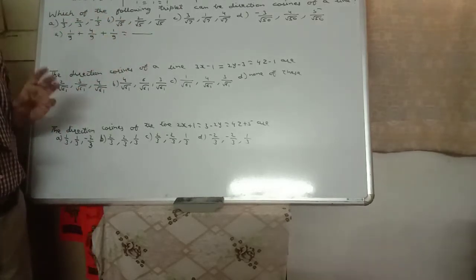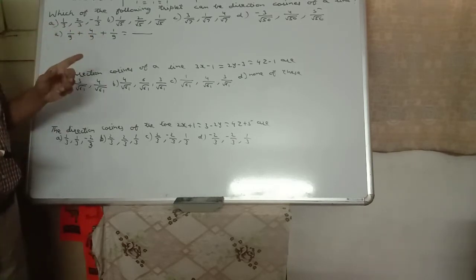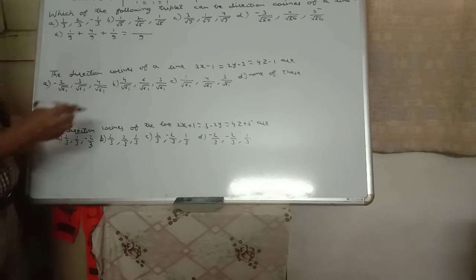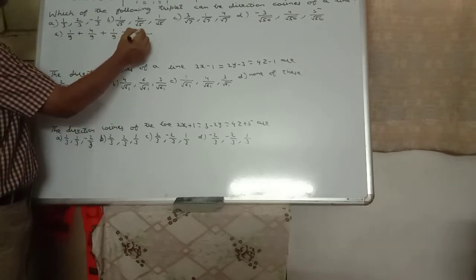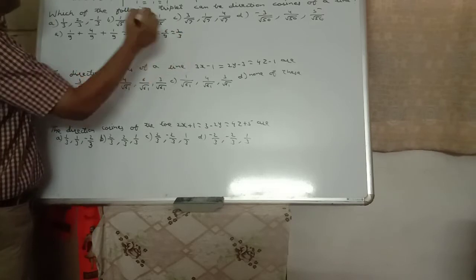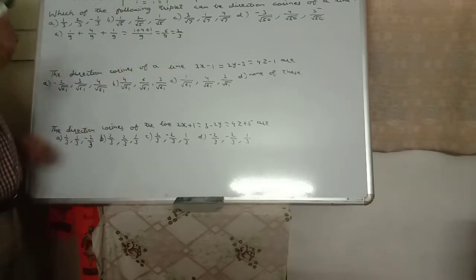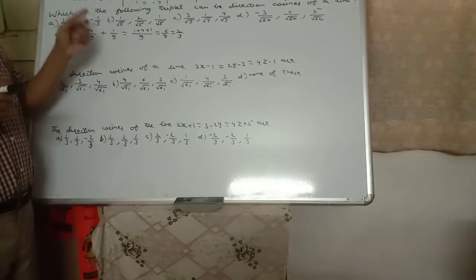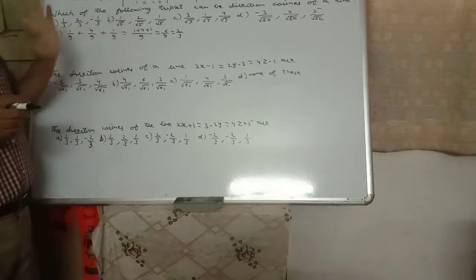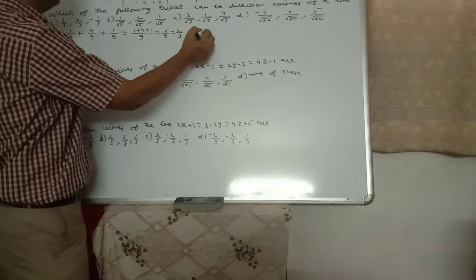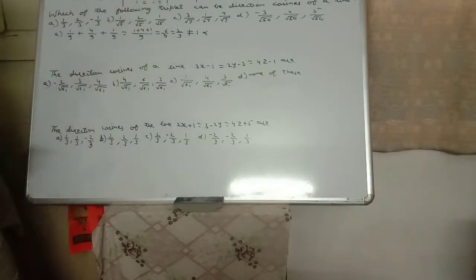Addition of 3 ratios where denominators are the same, so LCM is 9. As denominators are the same, simply add numerators. 6 by 9, 2 by 3. We are interested in whether the sum of squares of the 3 numbers in a triplet is equal to 1 or not. Here it is not equal to 1. So option A is not right.